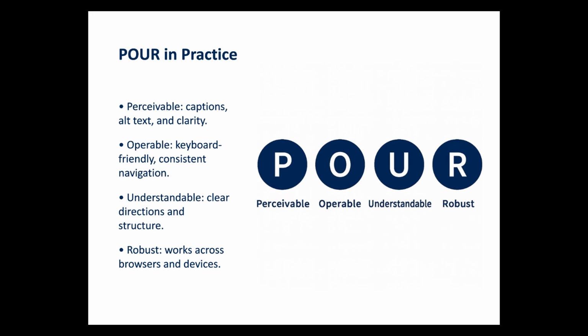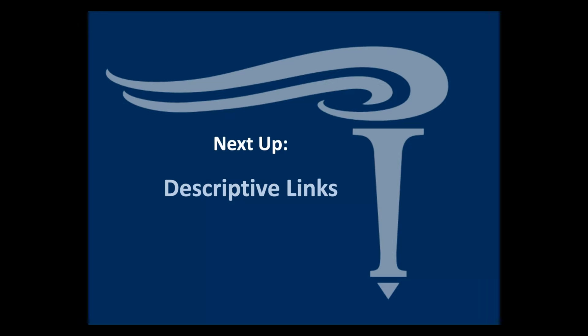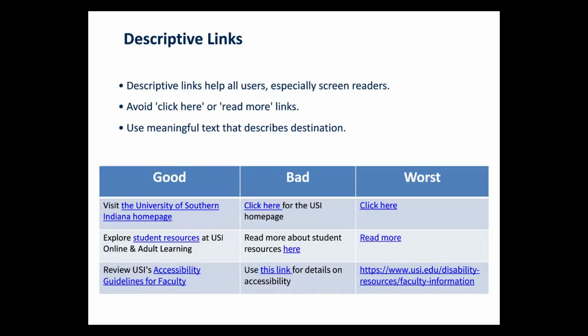Because accessibility begins with good teaching, you're probably already using these principles without even realizing it. When adding links to your course, it's easy to use phrases like "click here" or "read more," but those links don't tell learners where they're going, especially students using screen readers. Descriptive links explain the purpose and destination, helping everyone navigate with confidence.